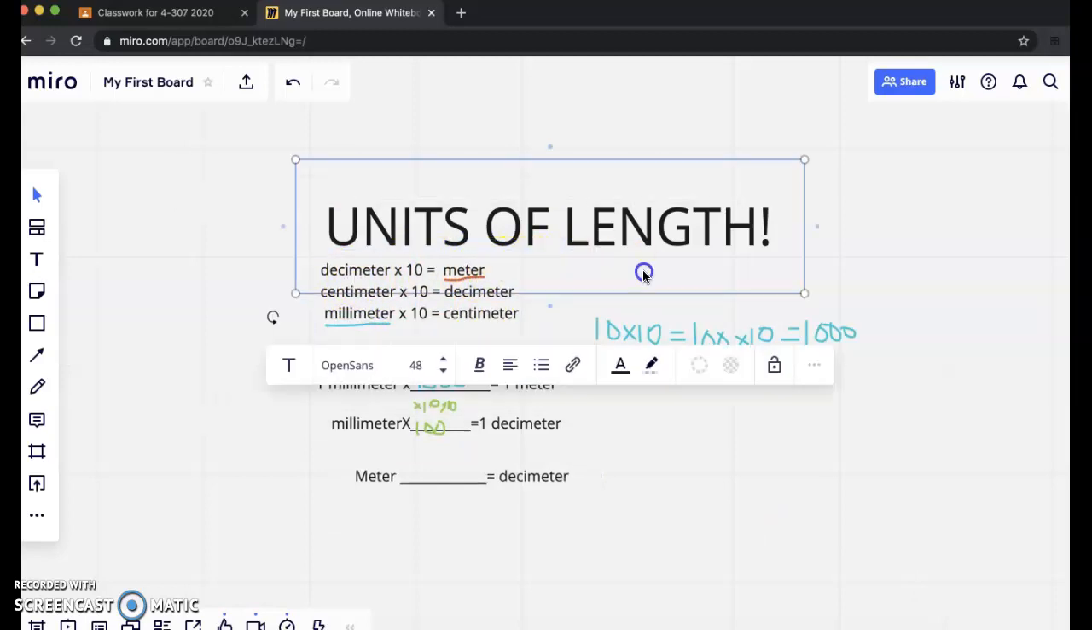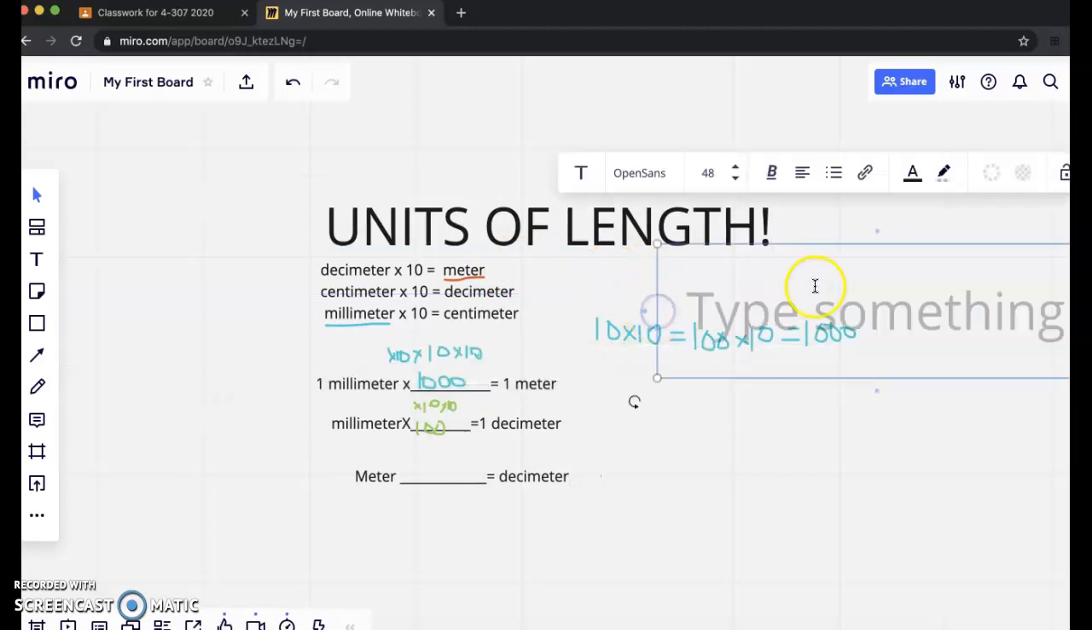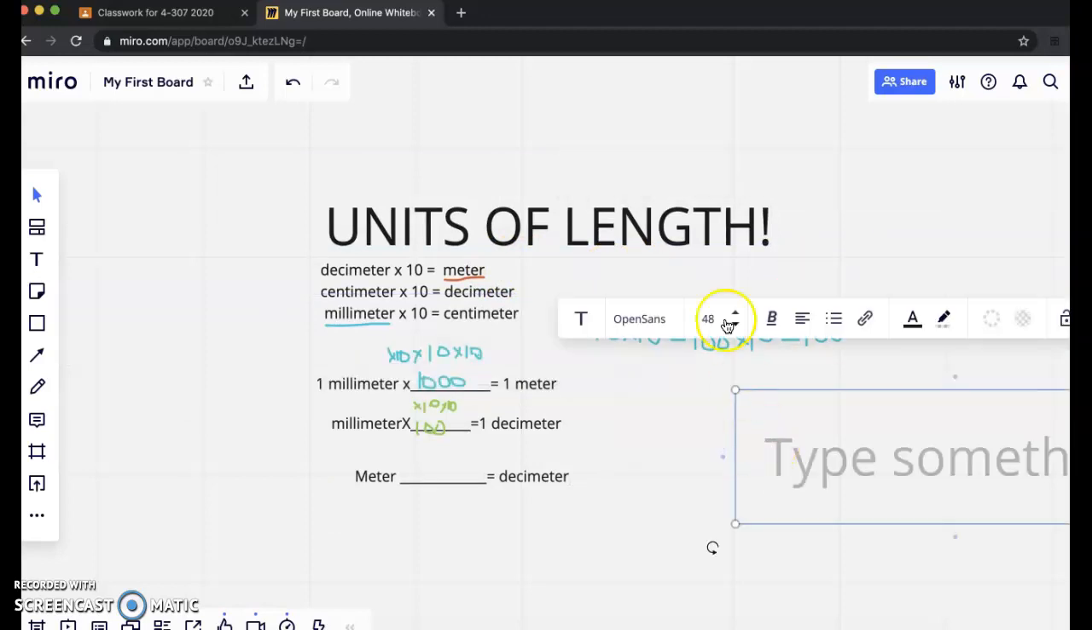Having a little trouble here. I don't want it to be so big. That's okay, we'll make it smaller.